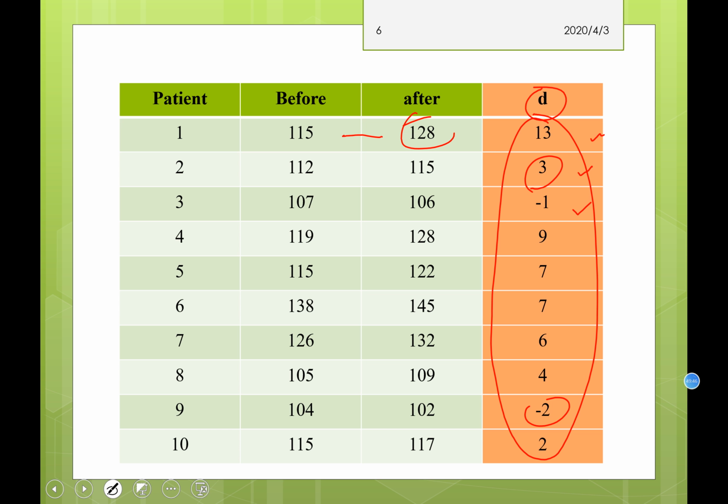So here, the only thing we need to do is to test whether the difference is symmetric about 0. So actually, we need to test whether the population mean of the difference equals 0 or not.